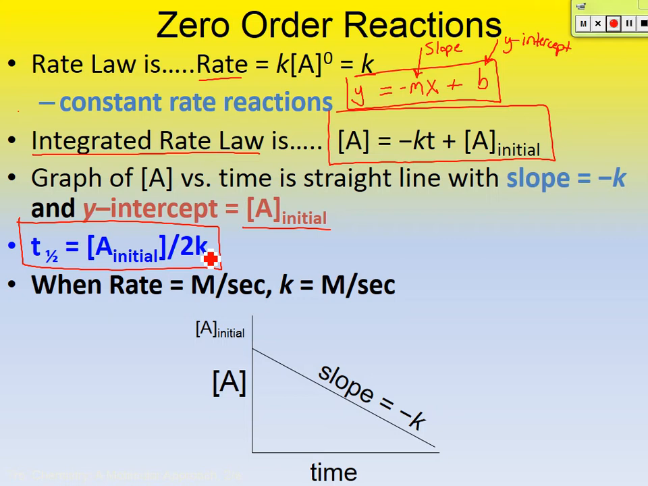Okay, now let's look at this graph down here. Our y value is the concentration of A at some time. That's going to be our y value. Minus k is our slope. So the slope is negative on zero order reactions. And our y-intercept is the concentration of A initially. So wherever your initial concentration of A is, that's where it crosses this y-axis. That's your y-intercept.